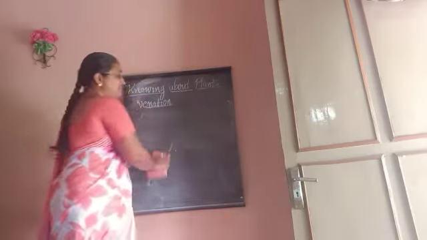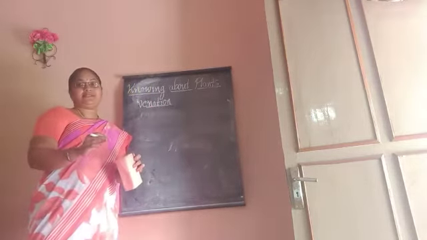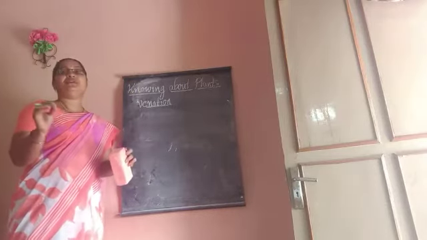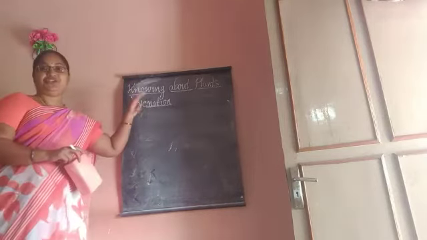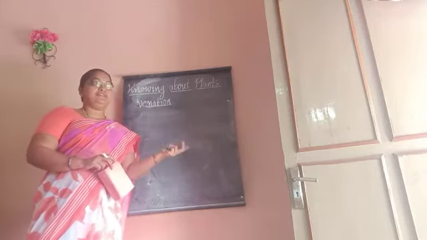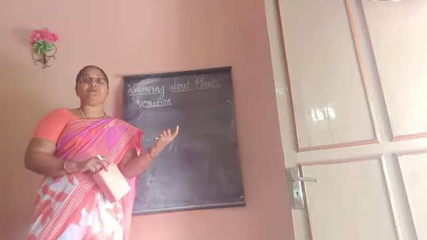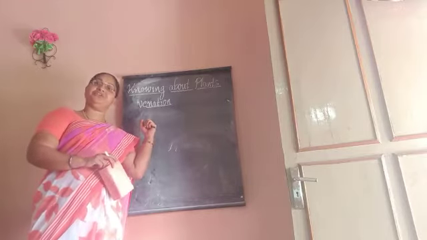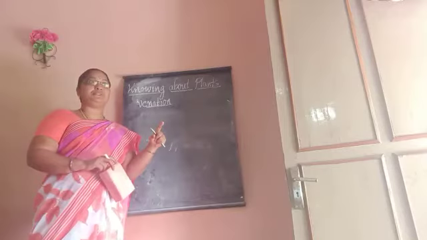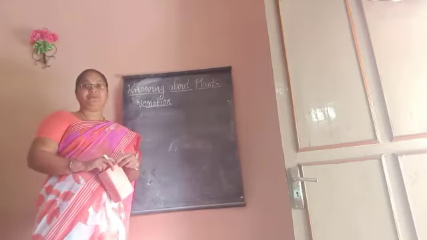What is venation? Venation means the arrangement of veins on the lamina of the leaf. This venation is of two types: reticulate venation and parallel venation. Plants with taproot system will have the leaves of reticulate venation. Plants with the fibrous root system will have the leaves of parallel venation.